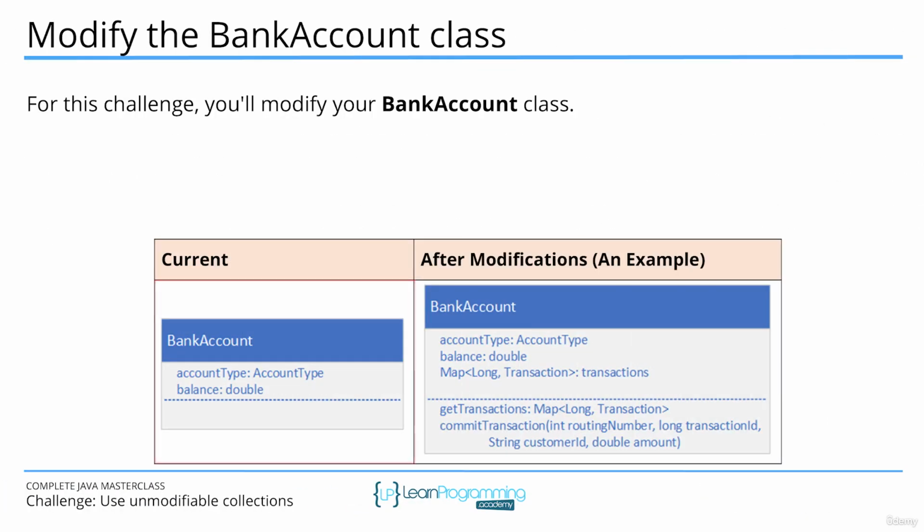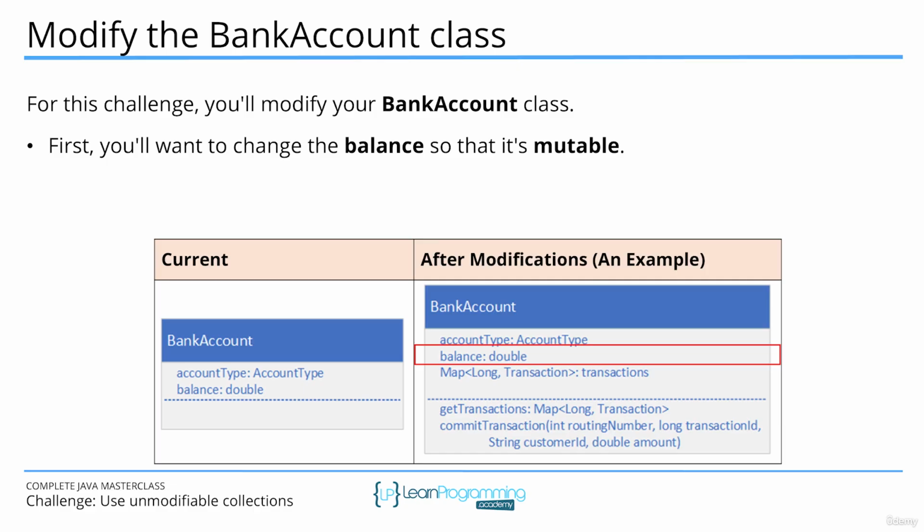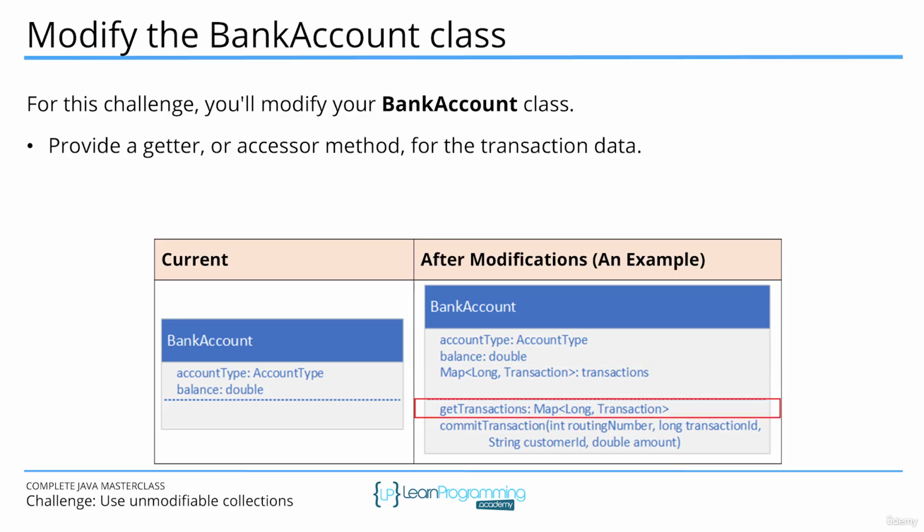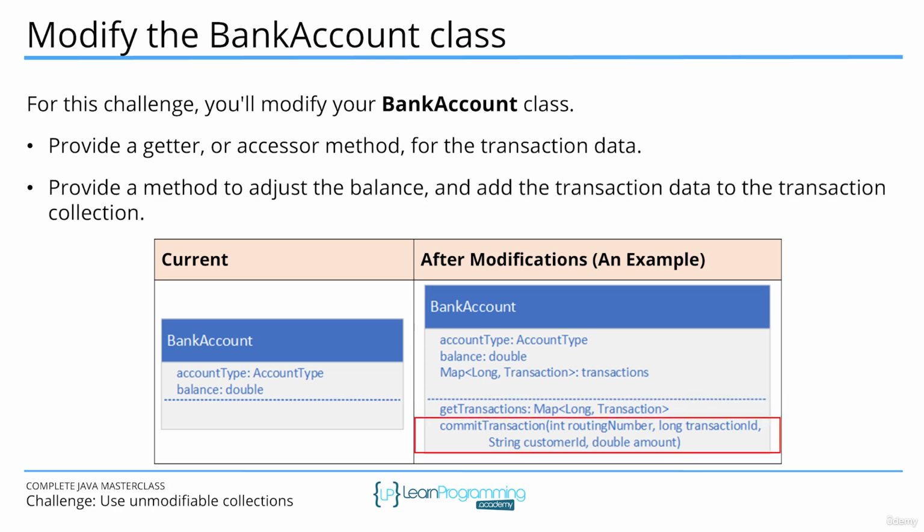For this challenge, you'll modify your bank account class. First, you'll want to change the balance so that it's mutable. Include a transaction collection. I'm showing a map on my class diagram, but if you want to use another collection, that's good too. Provide a getter or accessor method for the transaction data. Provide a method to adjust the balance and add the transaction data to the transaction collection. I'll be doing this in a single method called commit_transaction as shown.